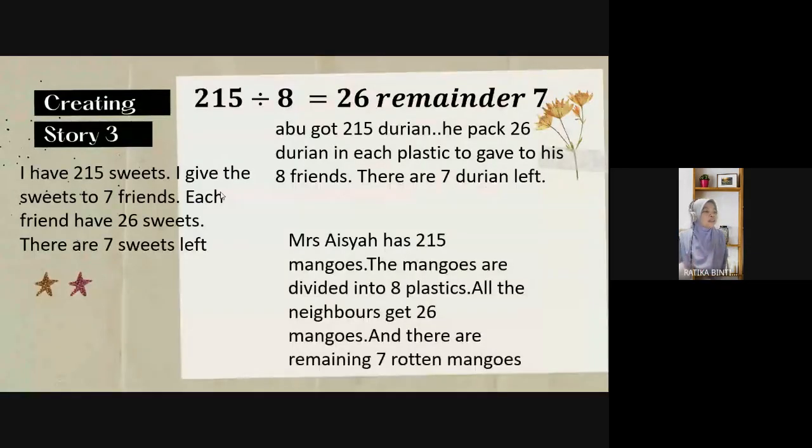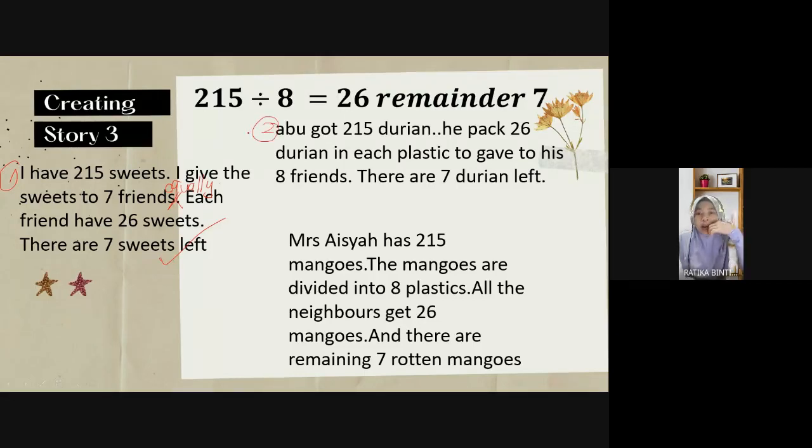Okay. So this is number 1. I have 215 sweets. I give the sweets to each friend. Equally, okay. Mention equally because in multiplication and division it must be equal in amount. Each friend will have 26 sweets. There are 7 sweets left. This is correct. Okay. Look at number 2.